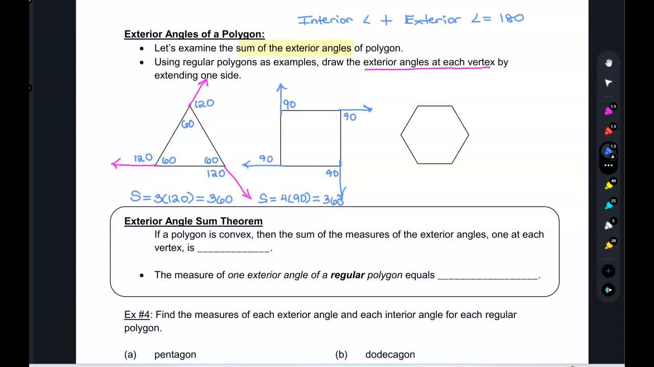Okay, hexagon. So what are we noticing? Even though I increased the number of sides, the exterior angles still sum to 360. So here I'll start.